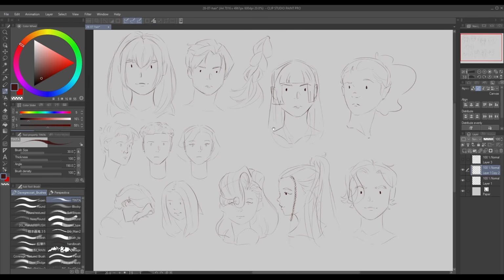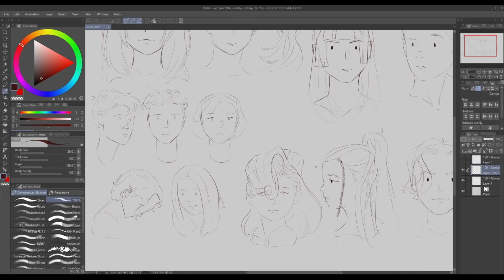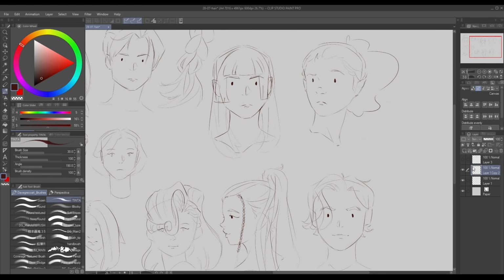Today we're talking about hair. I've been practicing some so I could bring useful tips, and I'm gonna share things that I do that help me drawing hair. So first, let's talk about structure.